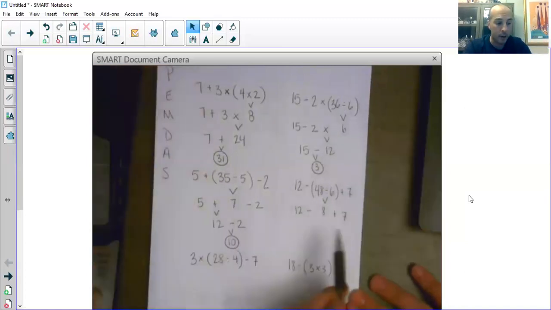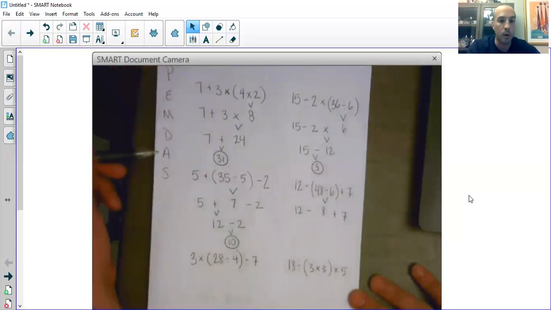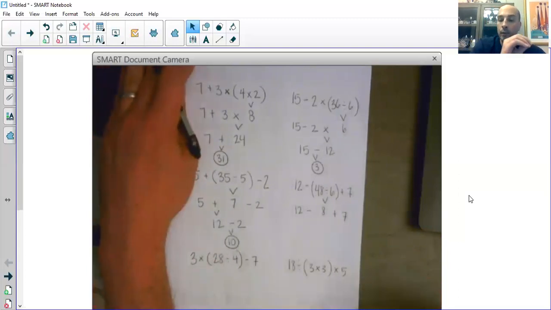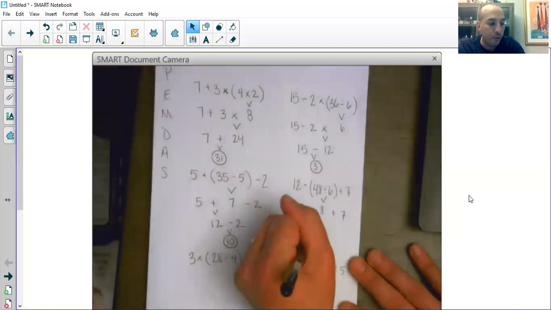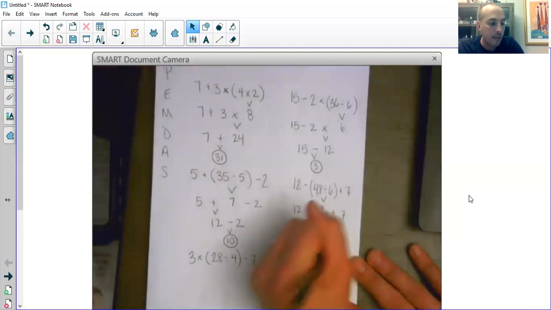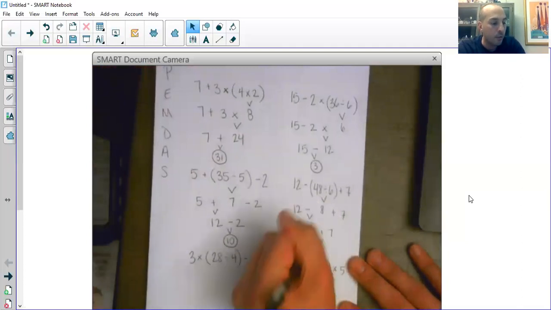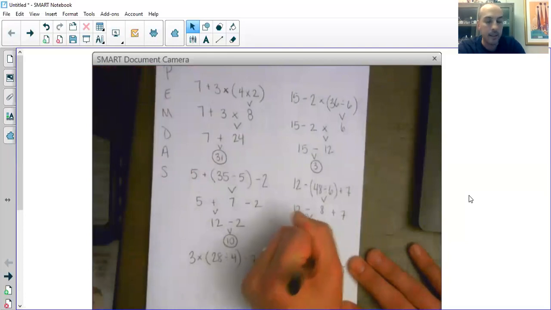I forget about PEMDAS and I go to the left to right rule. It doesn't matter that addition comes before subtraction on the order of operations. When you're left with only addition and subtraction, you go to the left to right rule. So I'm going to do 12 minus 8 is 4 plus 7. 4 plus 7 is 11.